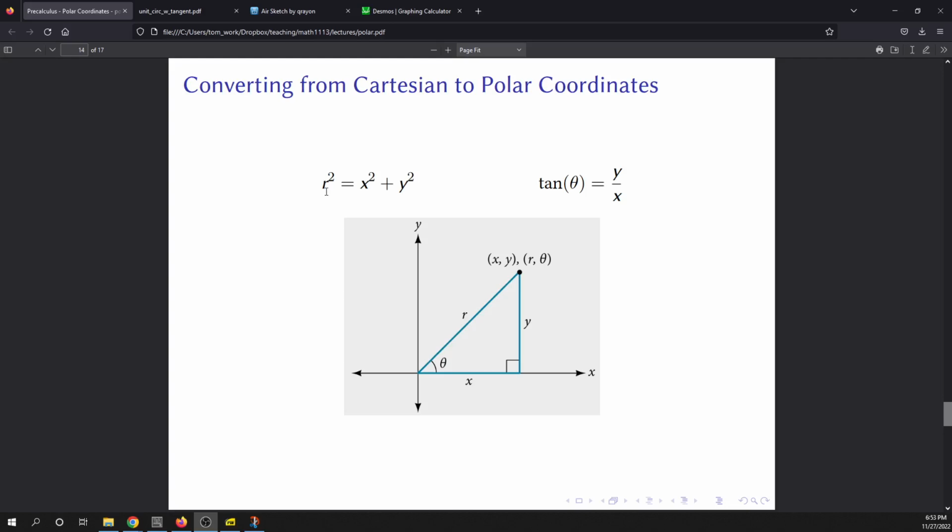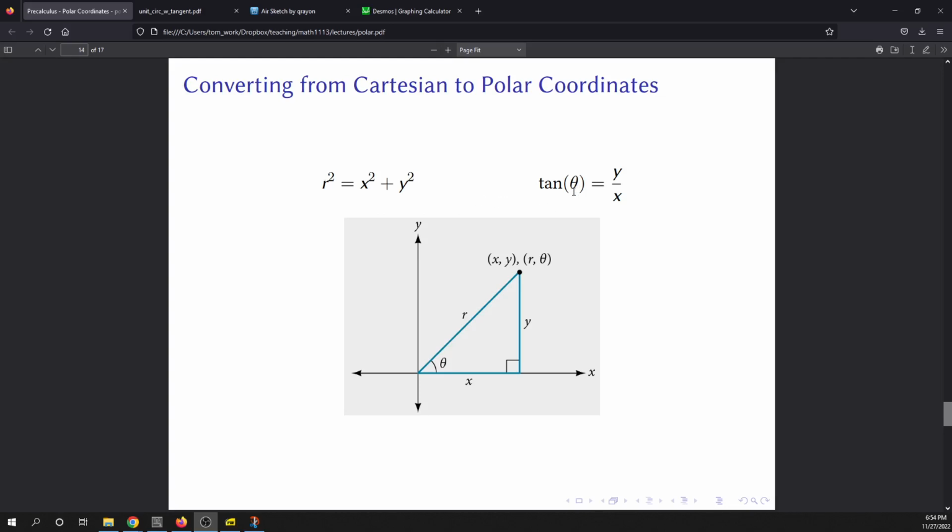When you solve for r in this equation, you're going to get r equals plus or minus the square root of x squared plus y squared. So that's a choice that you'll have to make. Should I take the positive value for r, or should I take the negative value for r? We'll talk about how to do that in a later video.